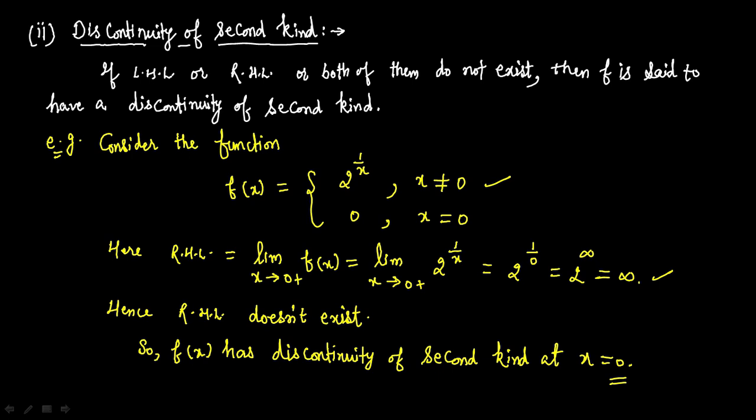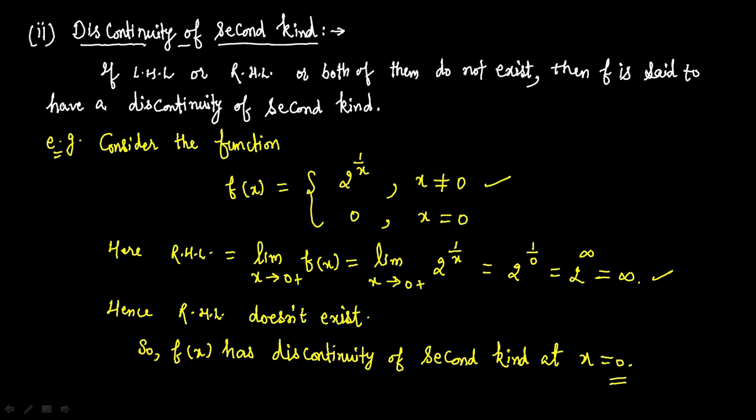So there is a little bit of difference from the first kind. In the first kind, LHL and RHL were existing, but in this case, LHL or RHL or both of them do not exist. Then the discontinuity is of second kind.